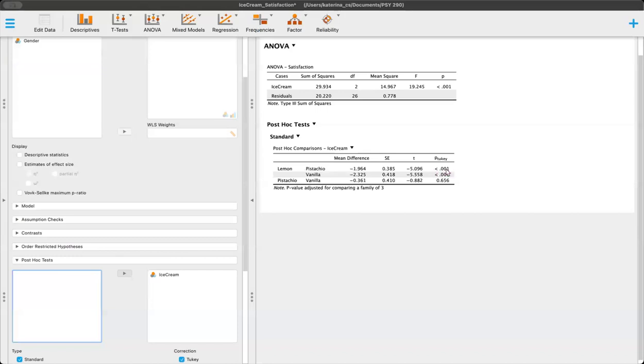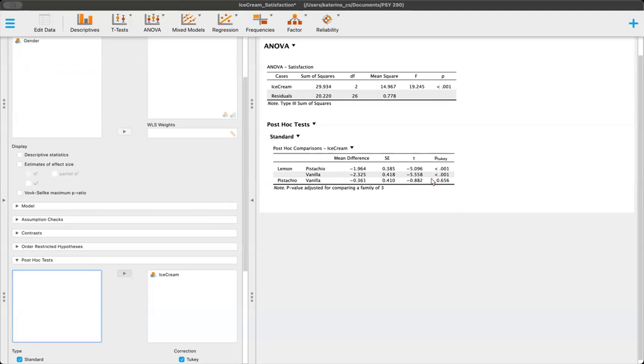So here you can say the p-value is less than 0.001 between lemon and pistachio. So that means there actually was a difference in life satisfaction between lemon lovers and pistachio lovers. There was a difference in mean life satisfaction between lemon lovers and vanilla lovers, but there wasn't a difference between pistachio and vanilla.